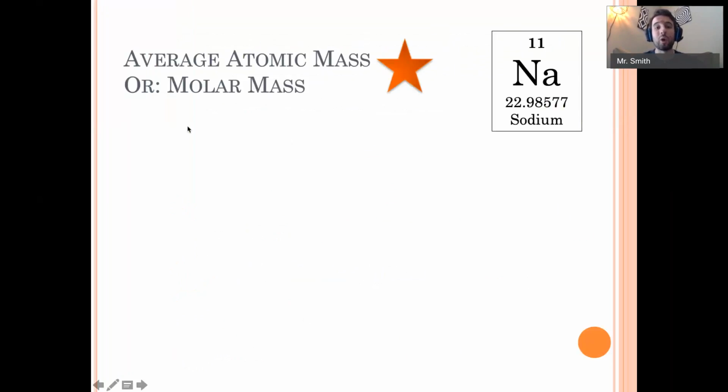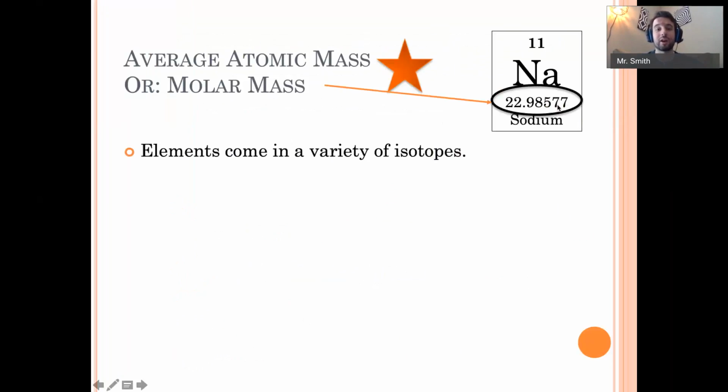Okay, so what is this thing called molar mass? Simply put, it's this decimal number that's on every element card on the periodic table. So in this case, the element card says 22.985777. That's the molar mass, which is also known as the average atomic mass.